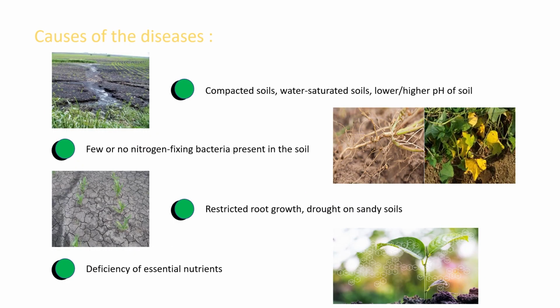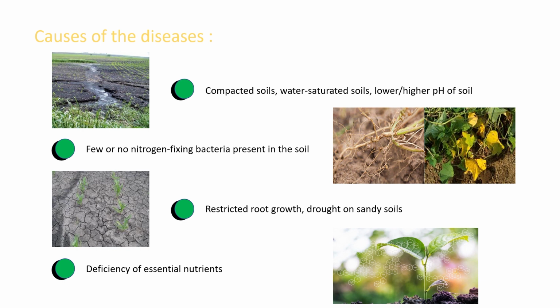The damage caused to the plant depends upon various factors. If the soil is compact, if it does not have the capacity to hold water for enough time, if the soil has low or high pH than the requirement of the crop, if there are no nitrogen fixation bacteria present in the soil. Compact soil restricts the root growth and may cause drought on sandy soil.